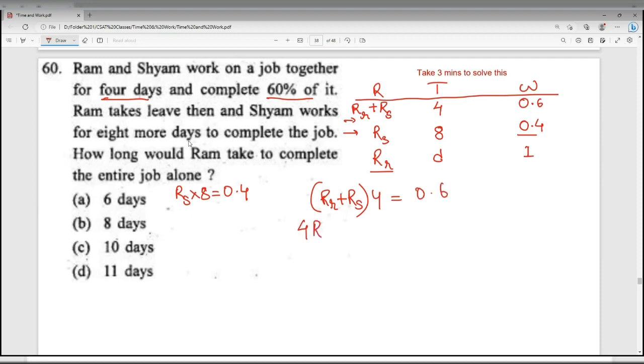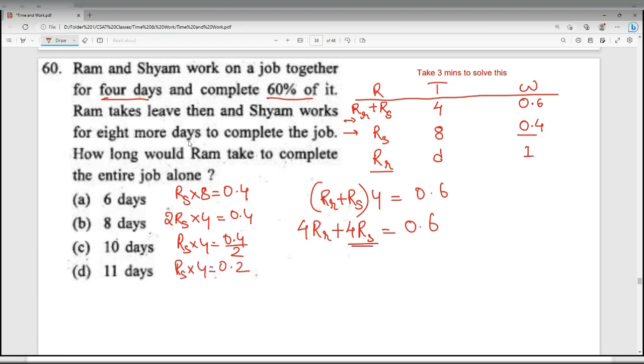We have 4RR plus 4RS is equal to 0.6. And here what we can do is we can write it as 2RS into 4. Like 8, I have just split it into 2 into 4 is equal to 0.4. Then RS into 4 is equal to 0.4 divided by 2, and RS into 4 is 0.2. So 4RS I am substituting from this equation. So 4RR, the rate of Ram, plus 4RS, I am substituting as 0.2, is equal to 0.6.